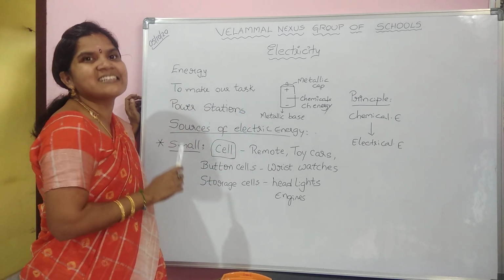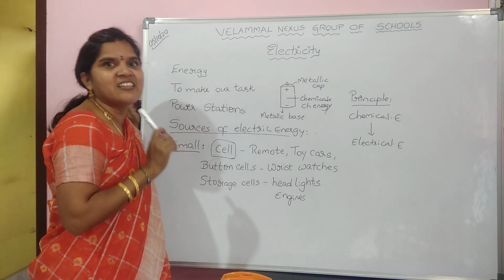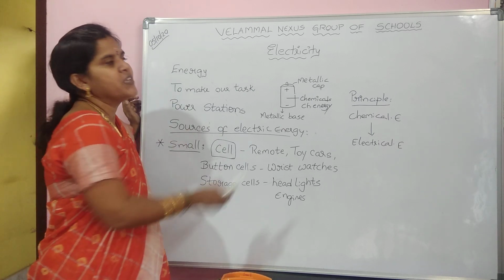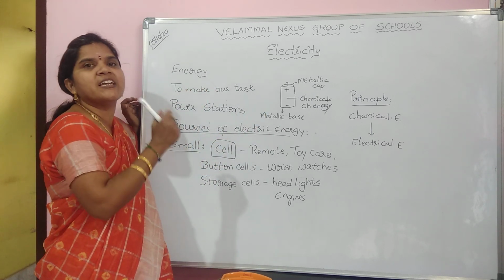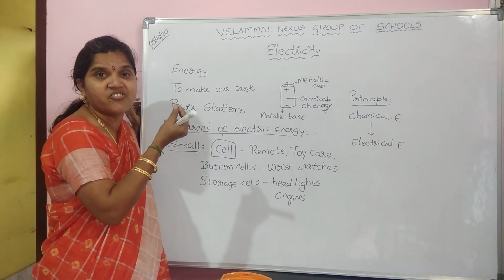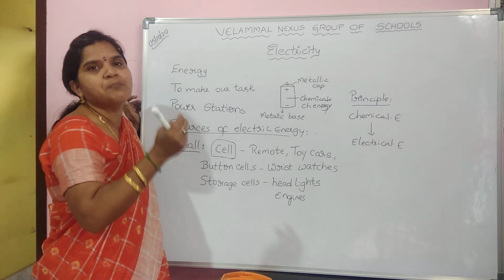We call this cell as dry cell also. Note down, children. We call this cell as dry cell, and if it is very thin, we call it as pencil cell also. So this normal cell, what you see at home, we call it as a dry cell because chemicals are dry there, dry powder.